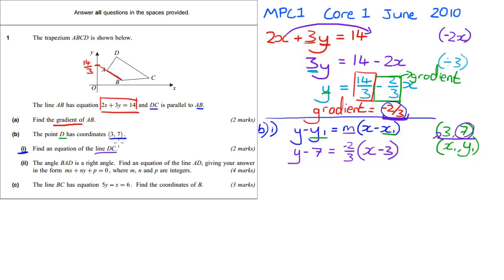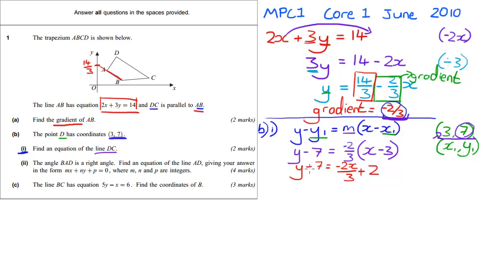So the line goes through the point D, and it has the same gradient as AB, which we worked out earlier. So let's just simplify it now. Let's multiply out the brackets first. y minus 7 equals minus 2x over 3 minus, minus 2 times minus 3 is going to be plus, and then 6 over 3 is going to be 2.